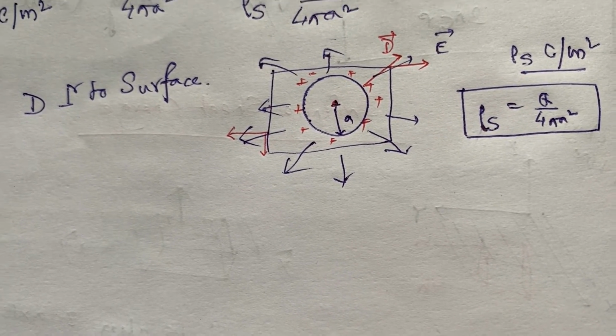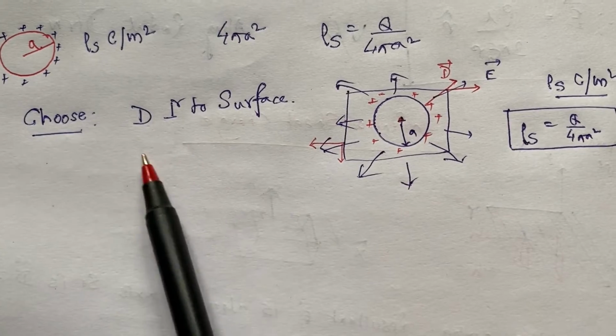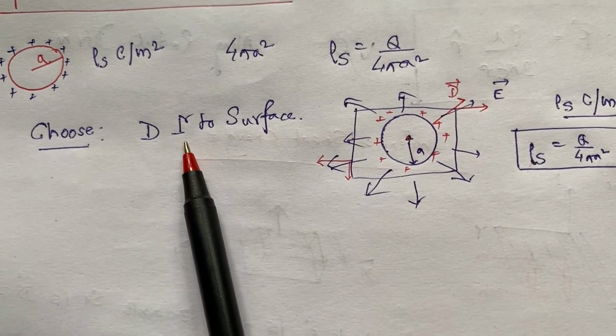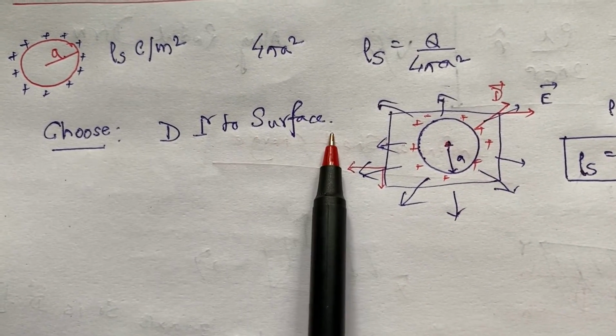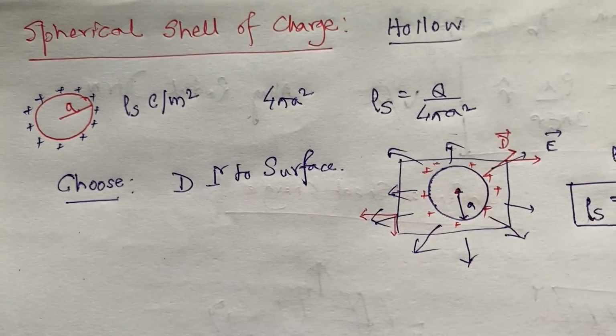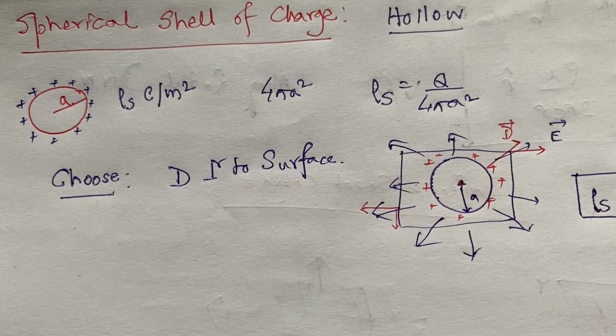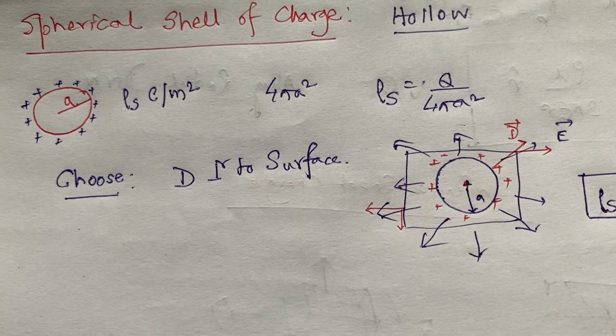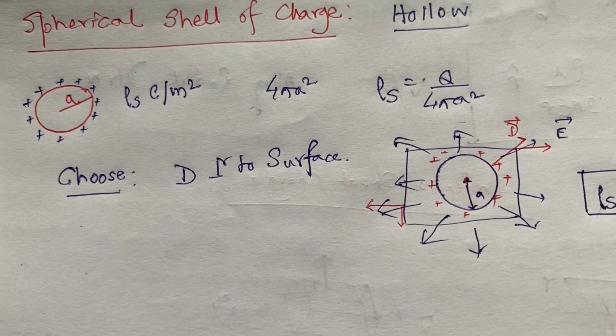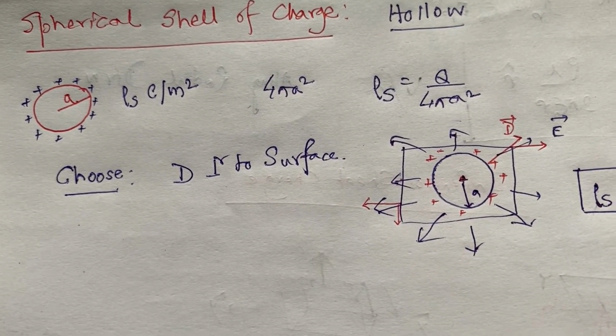spherical surface. Similarly, in order to make this integration simpler, we further make a choice that this D is perpendicular to the surface, so that the integration on the left hand side of Gauss's law, which states the integration over D dot dS, that vanishes, because that again simplifies the problem.